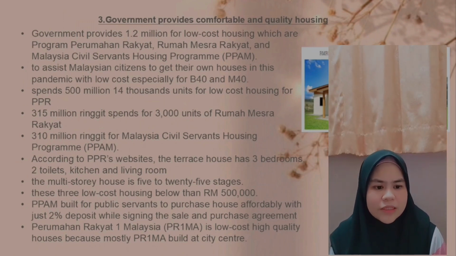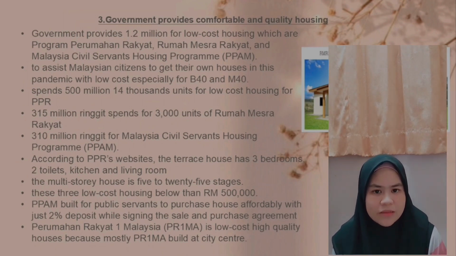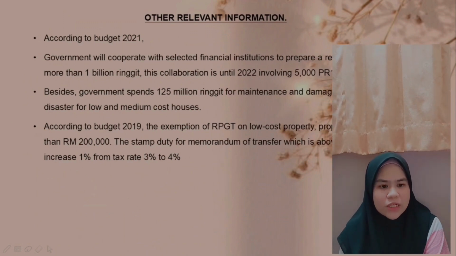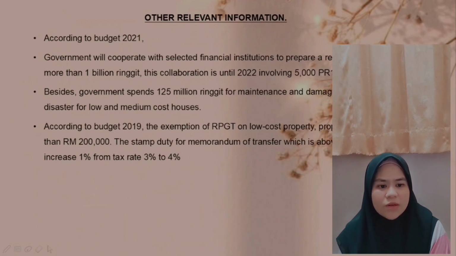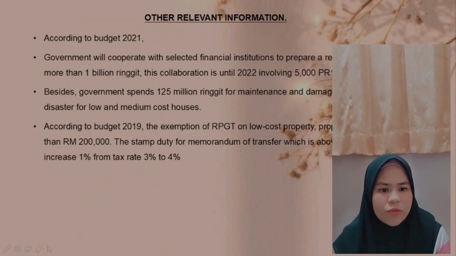Okay, Perumahan Rakyat Satu Malaysia, which is PRIMA, is one of the low cost, high quality houses because mostly PRIMA is built at the city centre. For other relevant information, according to Budget 2021, the government will cooperate with selected financial institutions to prepare a rent-to-own scheme worth more than 1 billion ringgit. This collaboration is until 2022, involving 5,000 PRIMA houses.